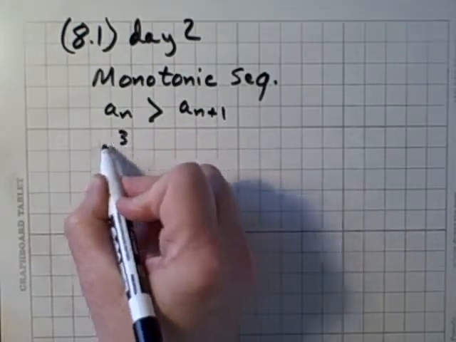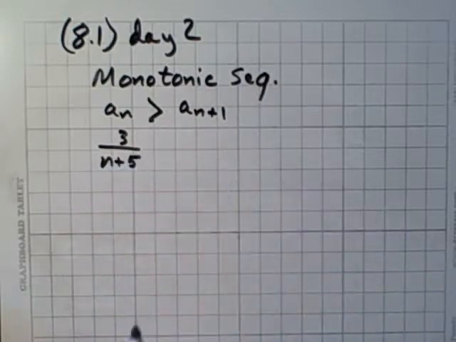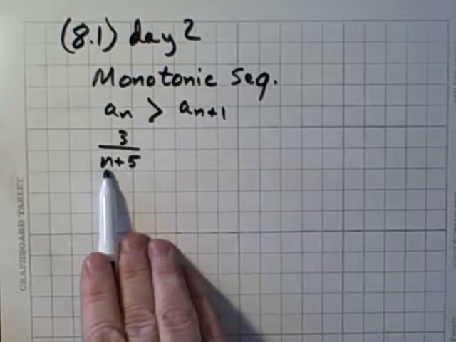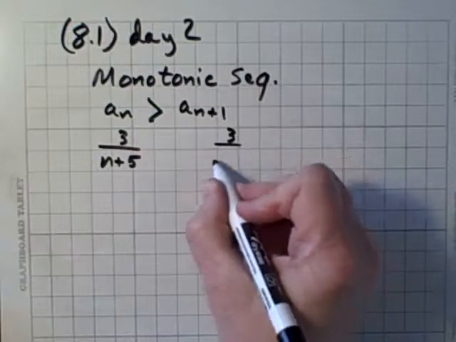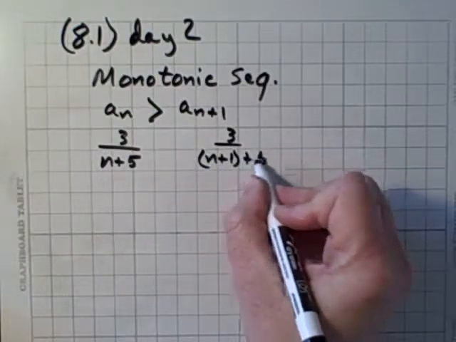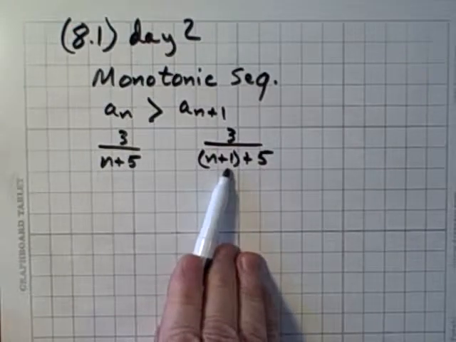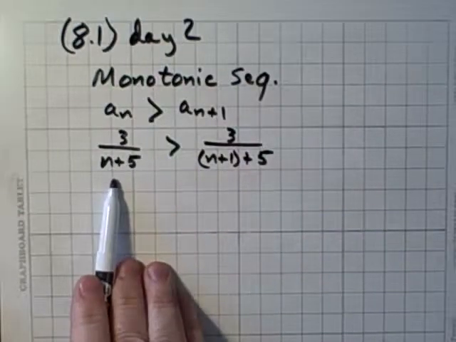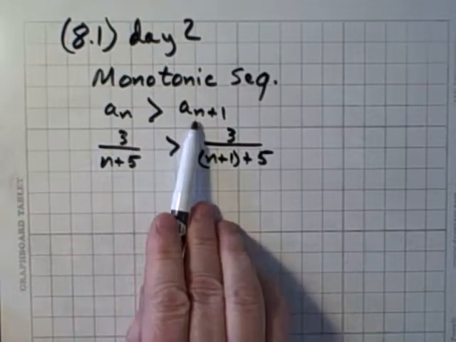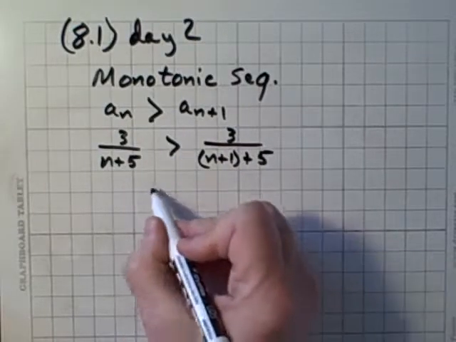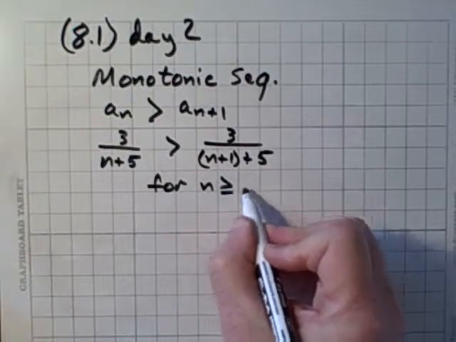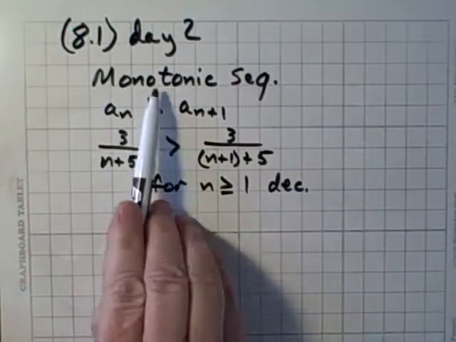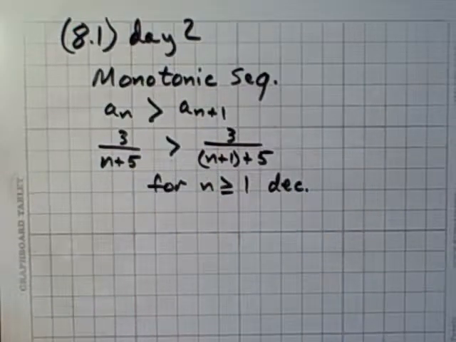If we're given 3 over n plus 5 as the nth term formula for a particular sequence, the way we get the nth plus 1 term is to replace n with n plus 1. Certainly there is more in the denominator here, which makes the fraction smaller. And it is true that the nth term is bigger than the nth plus 1 term, and this would be true for all n bigger than or equal to 1, and therefore we've shown that it would be decreasing. It does mean it's monotonic, it's doing one thing only, in this case decreasing.